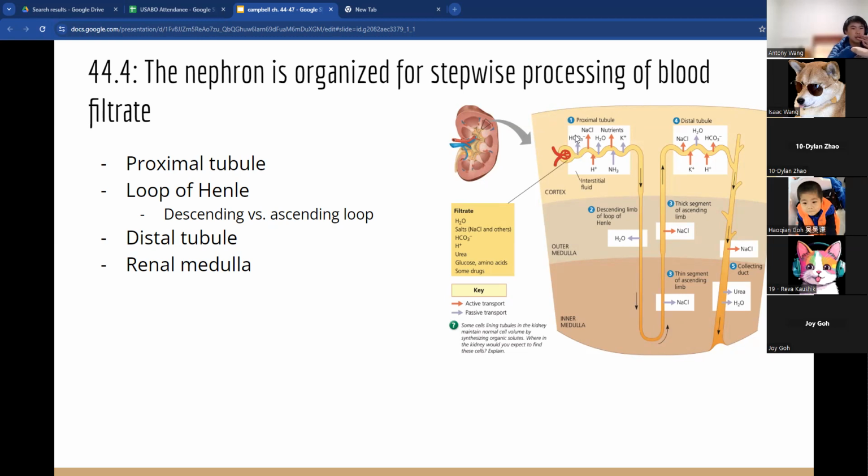No, wait. If your pH is too high, you take out bicarb. Actually, I'm not sure how the bicarb thing works anymore, but the proximal tubule regulates pH in some ways, and so does the distal tubule. Does that make sense? So you reabsorb a bunch of things in the proximal tubule and then control pH. You also excrete ammonia here.